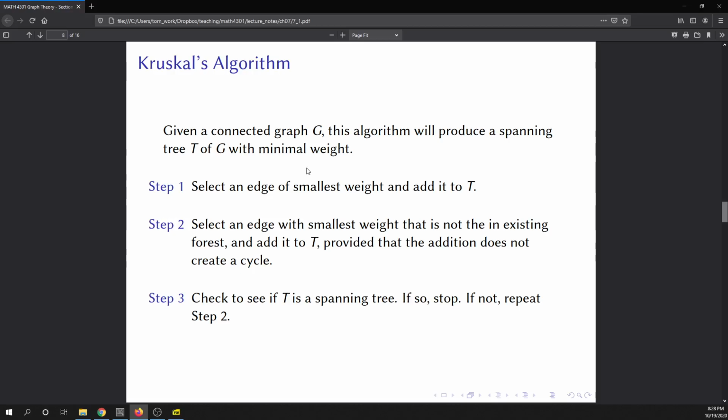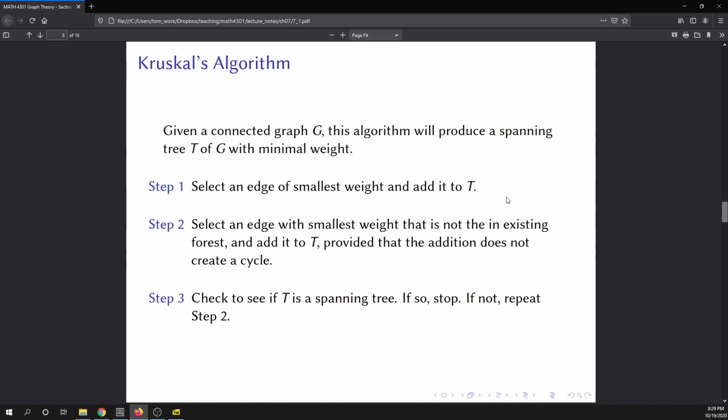All right, and so the algorithm goes like this. First off, select an edge of smallest weight and add it to T. So whatever the smallest weight edge is, you're going to add that. And if there are multiple edges with the smallest weight, then it doesn't really matter which one you pick. If there's a tie, you can just choose arbitrarily. So you would add that into the tree T. And again, what we're doing is kind of growing a tree as we go along.